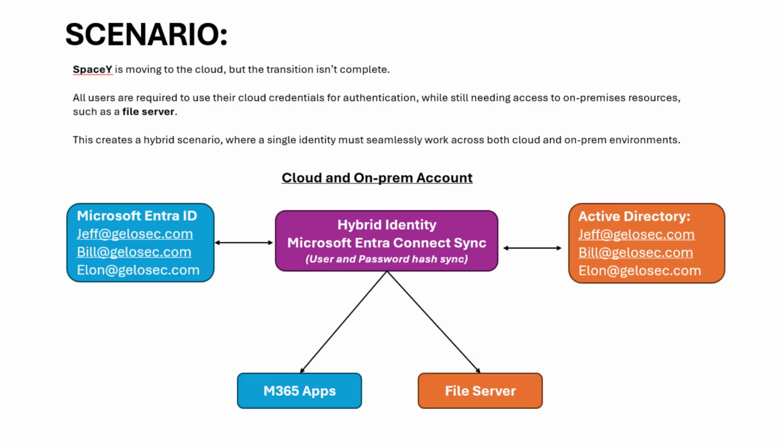Now, before we jump into the demo, let's get clear on the scenario. Let's say we have a company called Space Y, a fancy name. They're moving to the cloud, but not everything is going with them. Some users still need to access on-premises resources like a file server. So now you have two environments, on-prem and cloud. And management comes in with a simple requirement: all users must use the same credentials, the same identity across both platforms. Now, let's dive into the demo.